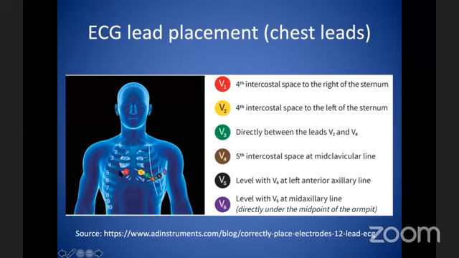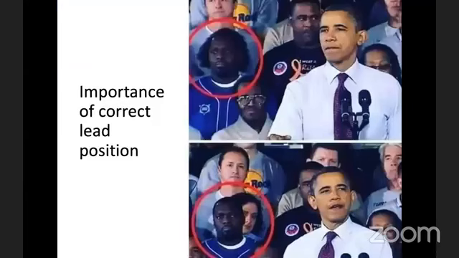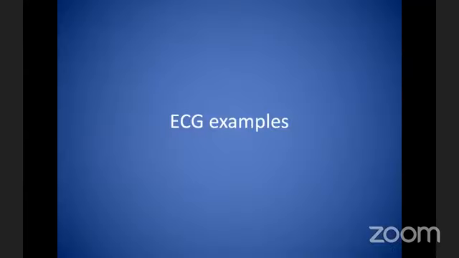Or if you move it too much here, then you can change the lead amplitudes. And for example, if you attach this to the wrong end, you can bring axis deviation for no reason. So it's very important that the lead position is correct. So let's look at some examples. Straight to cases. This is all the basics I have to do.